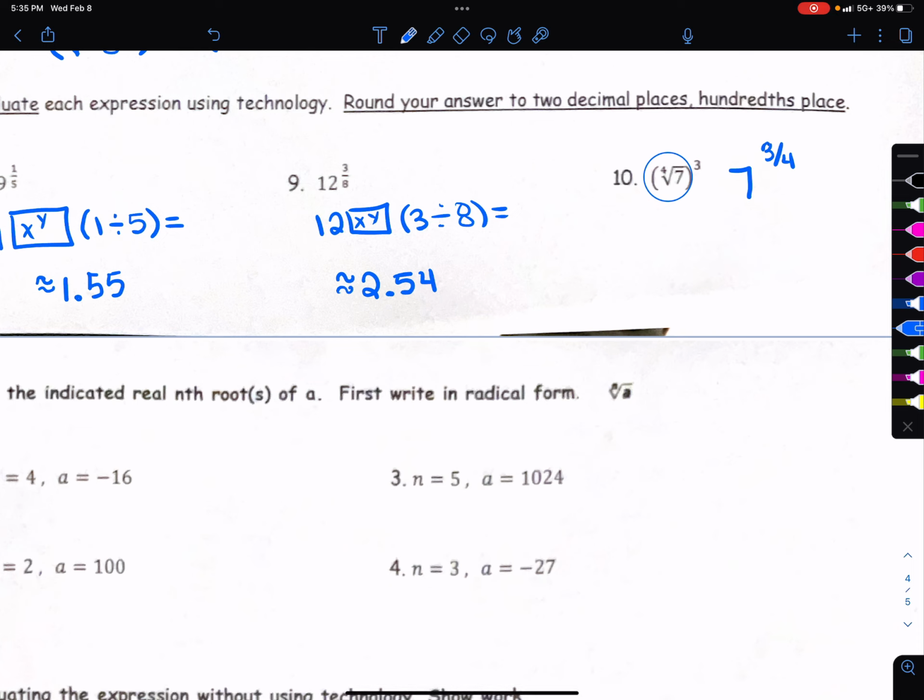Okay, so in your calculator, you would put in 7 x to the y parentheses 3 divided by 4. So 7 x to the y parentheses 3 divided by 4, close parenthesis, hit the equal sign, and I get 4.30.